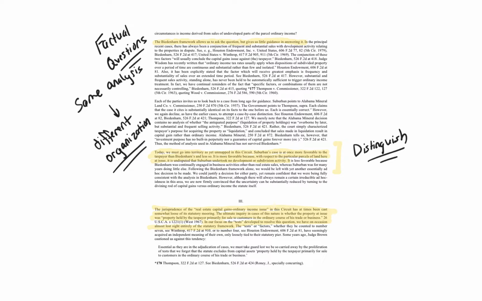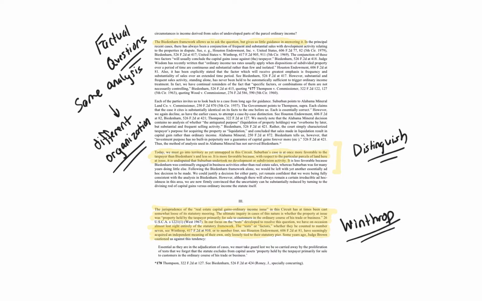This is why I used Winthrop and Suburban together, because it's following the same logic. See that? It's following the same logic. The test or factors, whether they have been counted to number 7, see Winthrop, or to number 4, so they only went to number 4 in Houston Endowment, have seemingly acquired an independent meaning of their own, only loosely tied to their statutory peer.